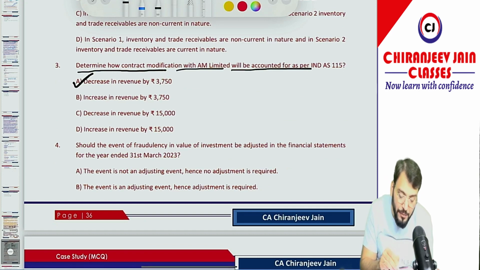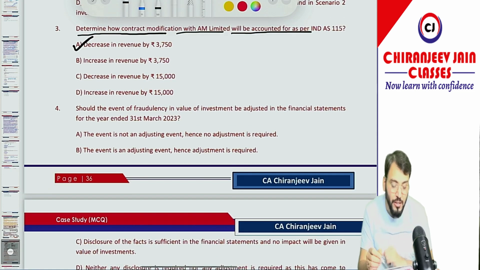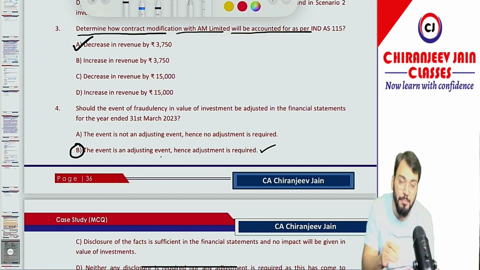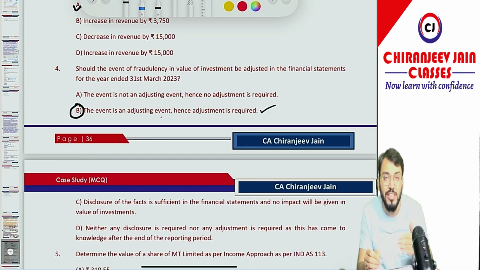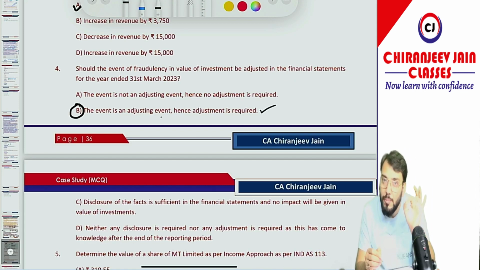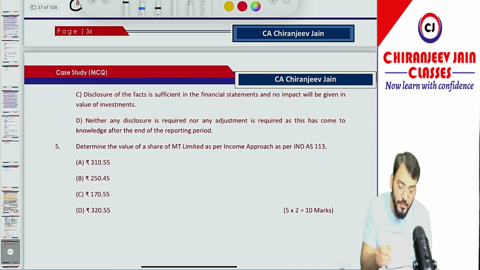Now, should the event of fraud in the value of investment be adjusted in the financial statements? Yes, it should be adjusted. The event is an adjusting event, hence adjustment is required. Option number B is correct. Whenever there is an error or fraud identified before approval of the financial statements, it will always be an adjusting event.